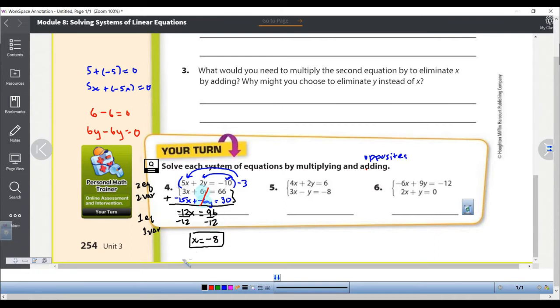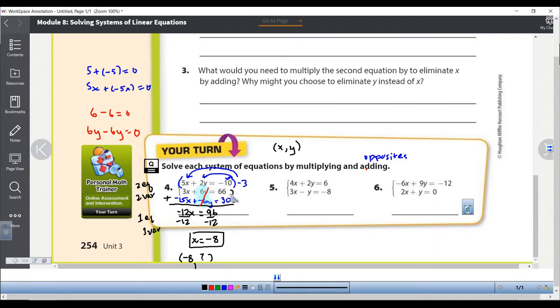So remember though, that's only half of our answer. We are looking for the ordered pair x, y that makes both equations true. And all we have is x. So now we need to find y. What is that y value?